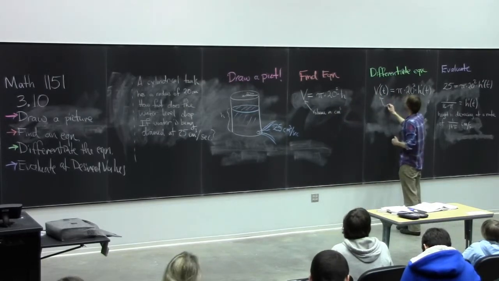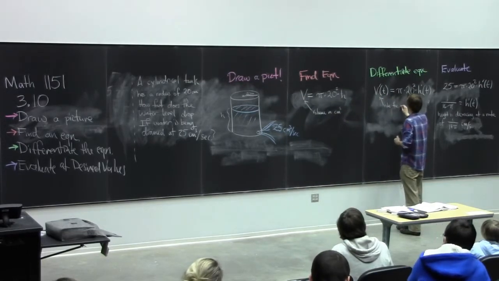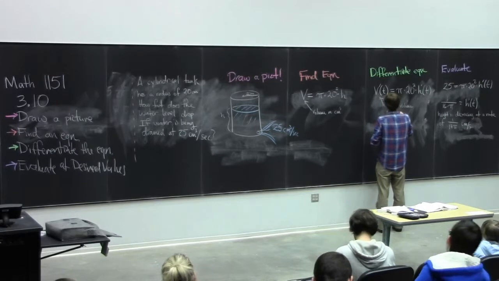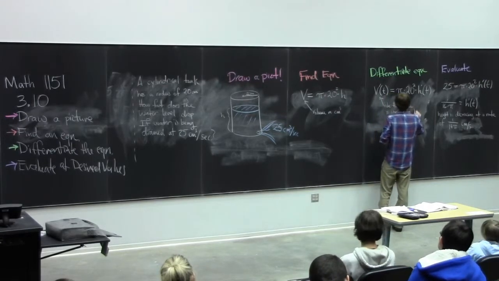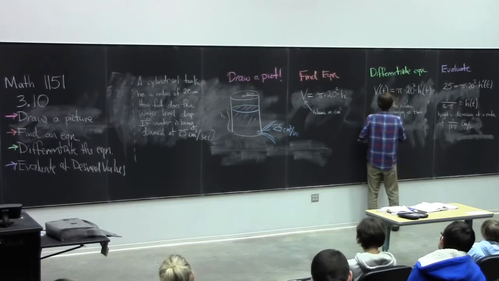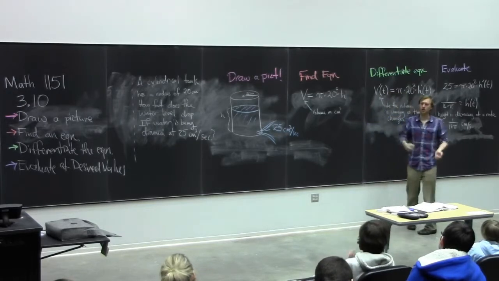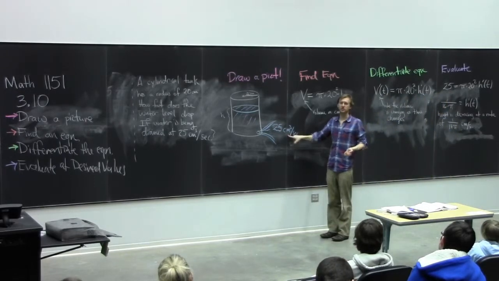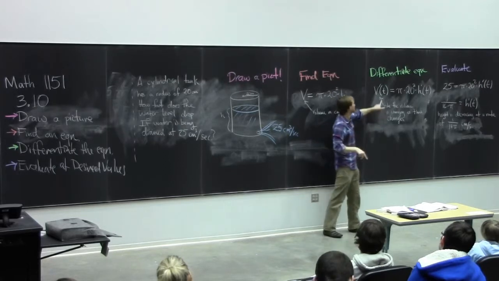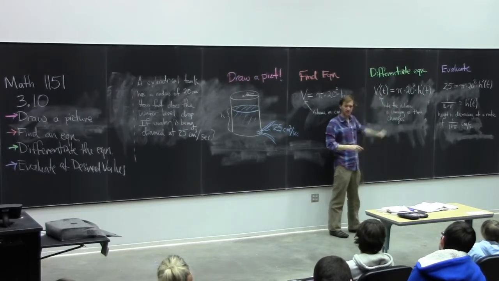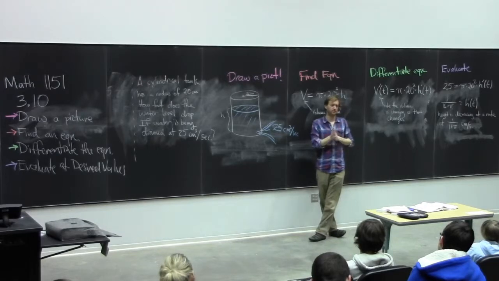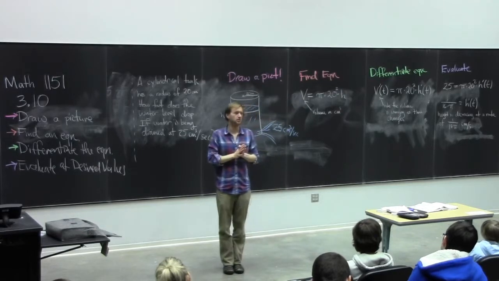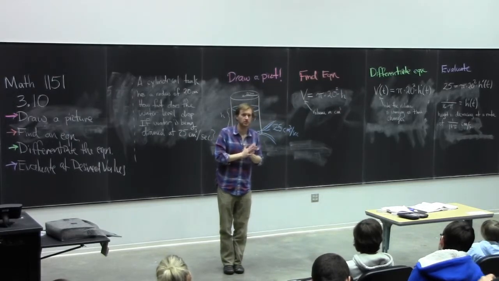This is the rate, the volume is changing as time changes. And see, water is gushing out at 25 centimeters cubed per second. So this is the rate that it's changing, so I replaced it with 25. What do you guys think? Questions?